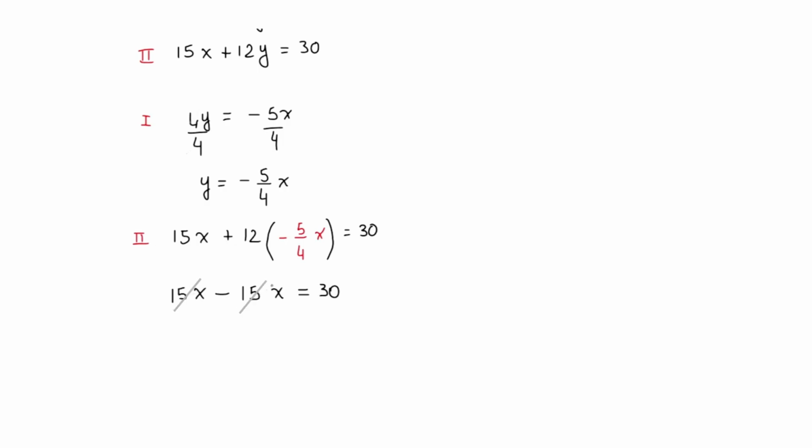The x terms cancel out. We are left with 0 is equal to 30. This is a false statement. 0 is not equal to 30. That means there is no pair of values for x and y that satisfies both equations. So the system has no solution. Graphically, the two lines are parallel. They never meet.